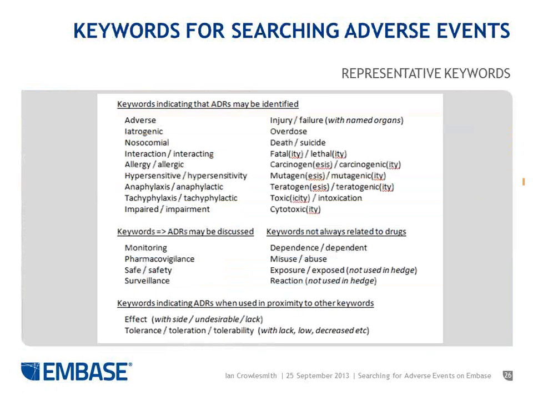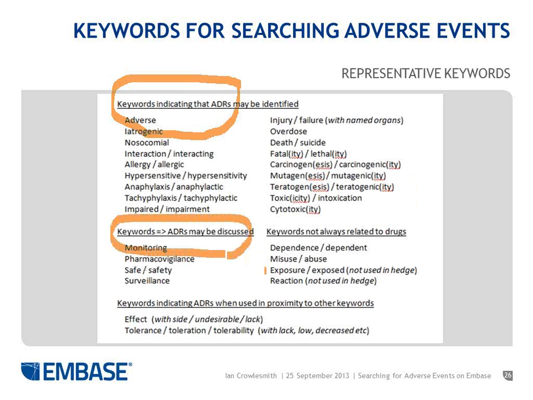Now, this is a list of keywords which we have put together over some time. It's just a representative list. It's certainly not complete, and any individual user would want to make their own list of terms. But for example, there is a group of keywords at the top which indicate that adverse drug reactions may be identified in a particular article. There's another group of terms which indicate that adverse drug reactions may be discussed in an article.